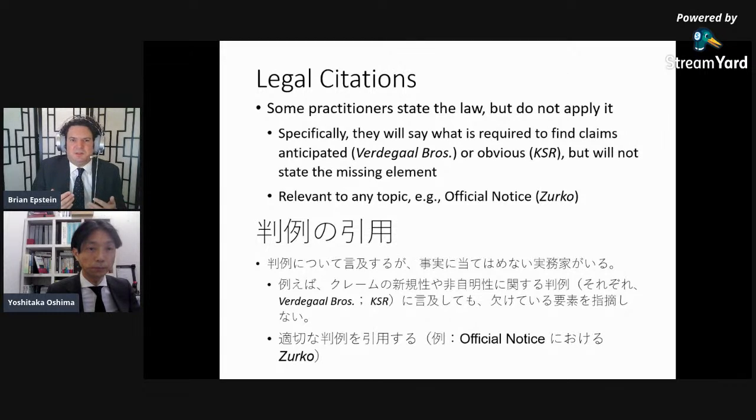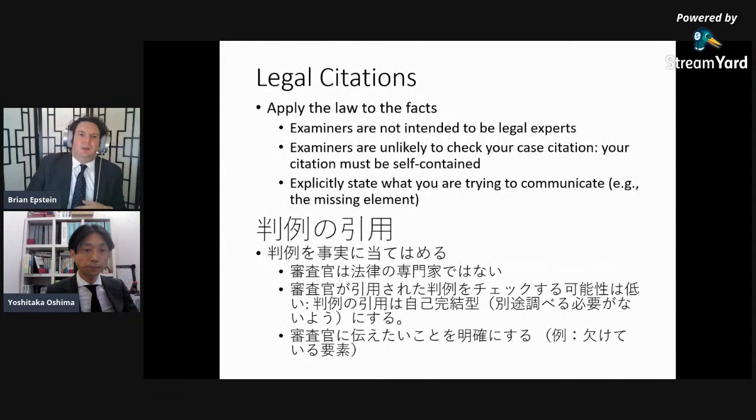And this is relevant to any topic. It can apply to official notice, for example, under the Zerko case. It comes down to this: you can't just quote case law to an examiner, you actually have to apply it. Again, point to the facts and explain why this case is relevant to the facts. So the suggestion, of course, would be to apply the law to the facts.